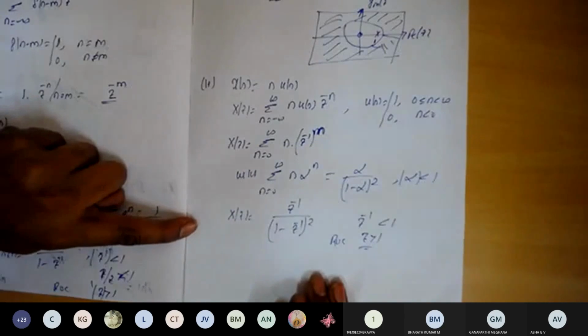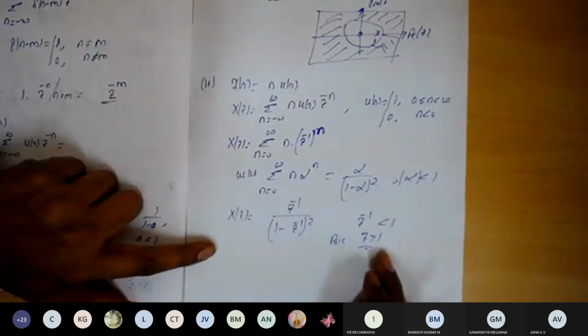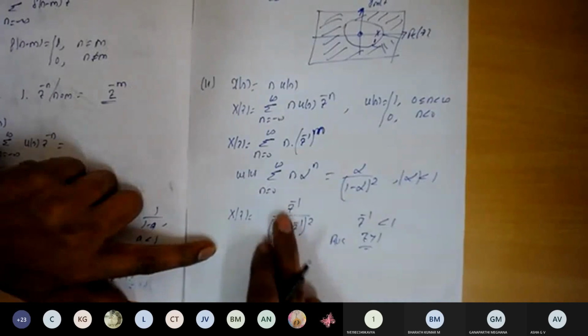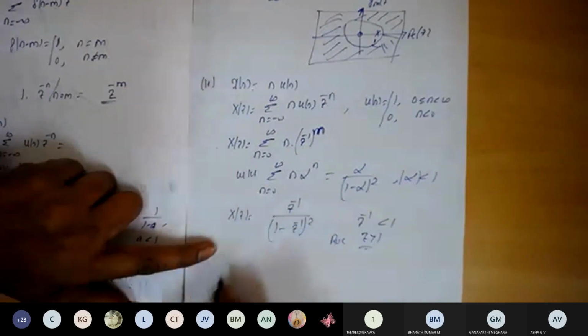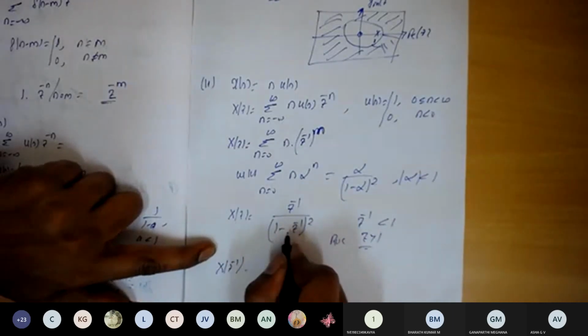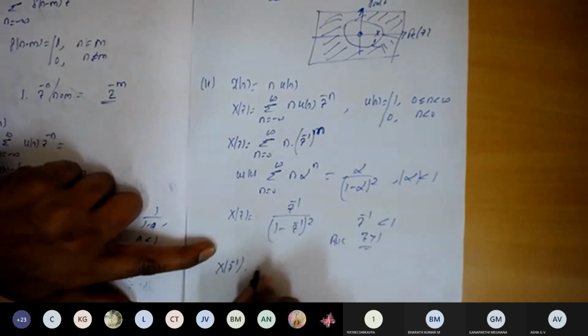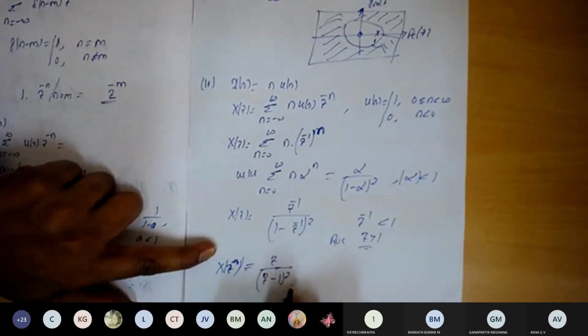Z should be greater than 1 is the ROC we'll get here. Now let us take the LCM for this one. So this is 1 by Z, and this Z inverse will become, when I take the Z inverse outside the square, Z to the power of minus 2. So I can write the Z transform as Z divided by Z minus 1, the whole square, with ROC.